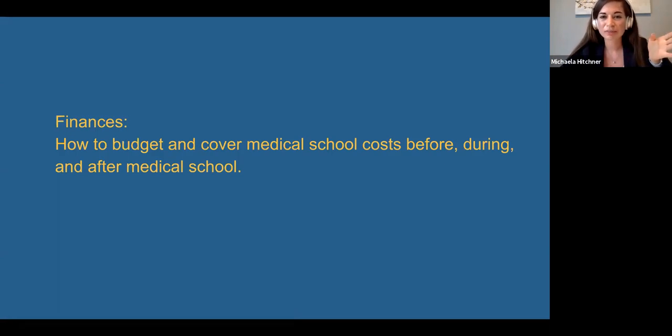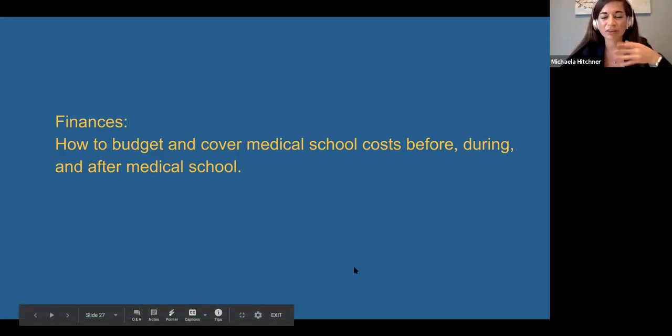Again, more detailed explanations of all of these are in the guide, and there's also a better explanation of different types of loans that you can take out and things like that.